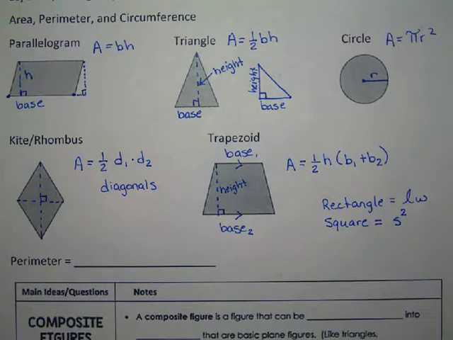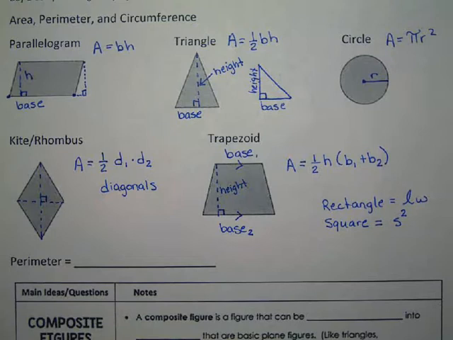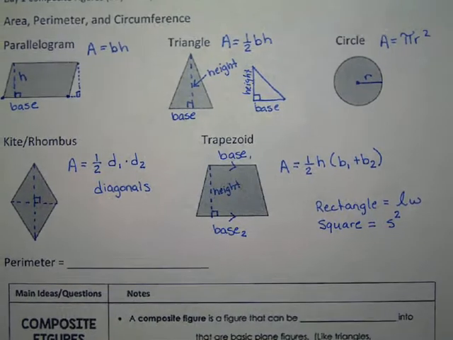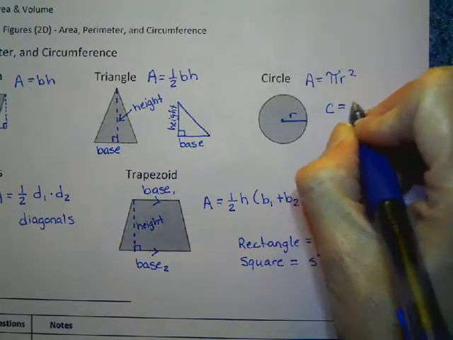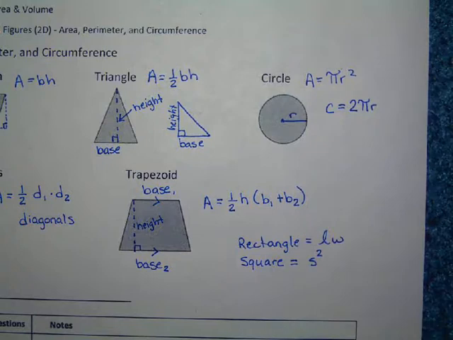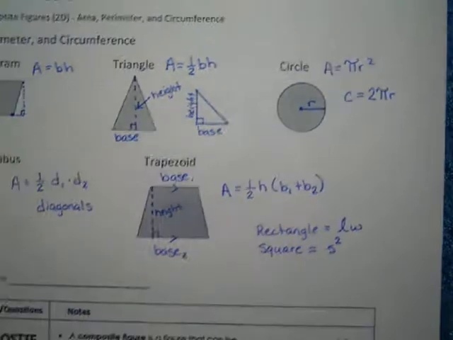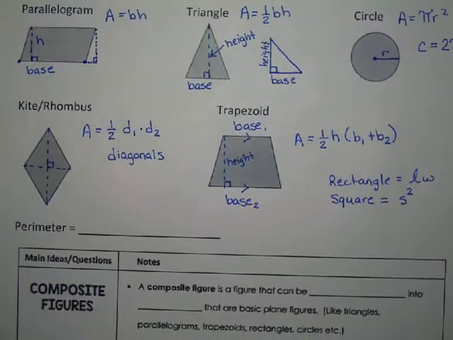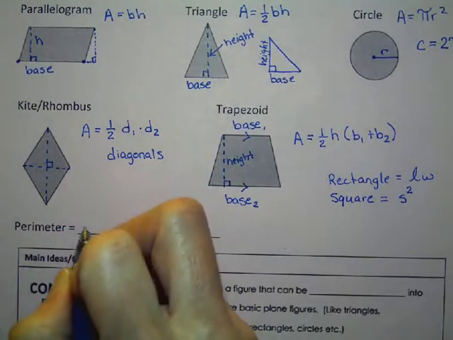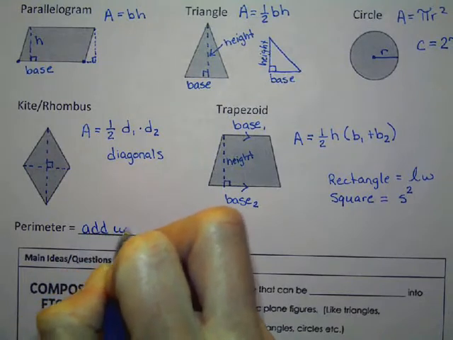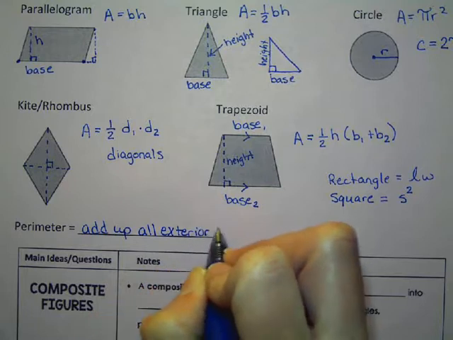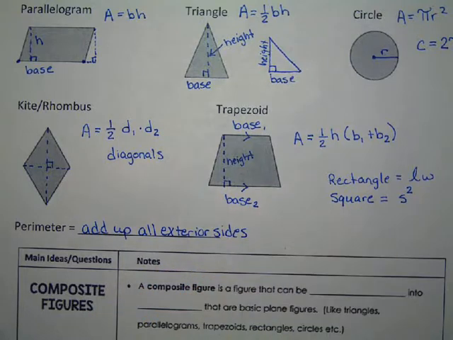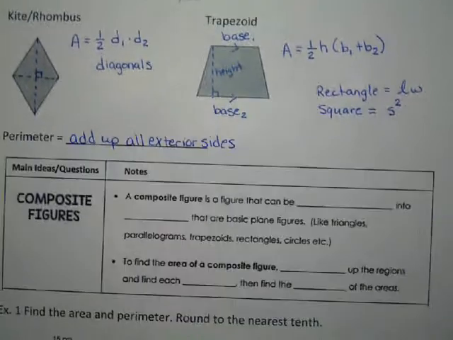The other thing I want to put up, perimeter is adding up all the sides. Well, in a circle, we don't add up sides because they don't actually have sides. So by this circle here, we're going to put circumference is 2 pi r, or if you prefer pi times diameter, either one of those are fine. So on the line here that says perimeter, we're going to say add up all the exterior sides. Alright, so that's just some review of some area formulas you may have learned in middle school.